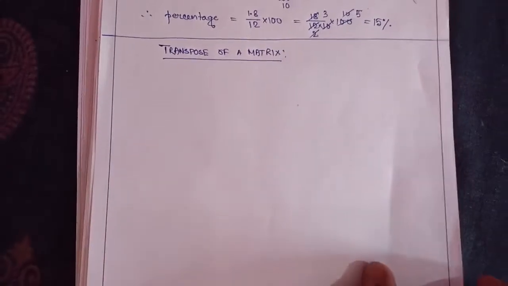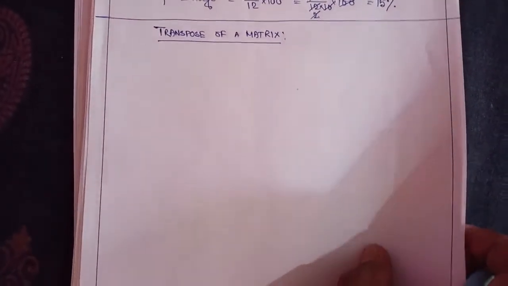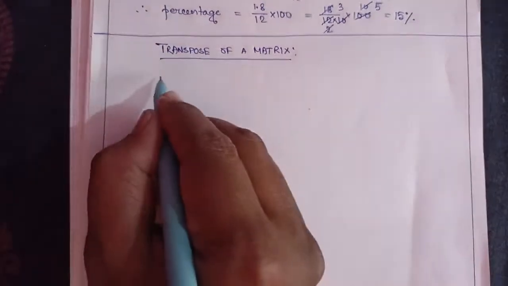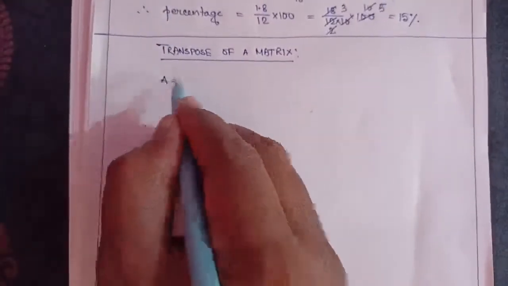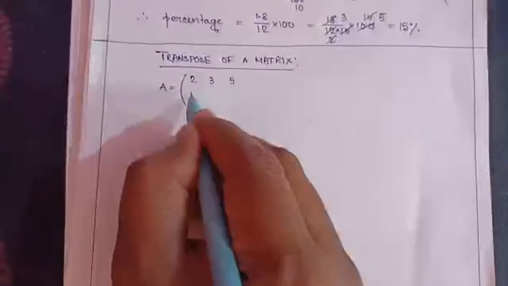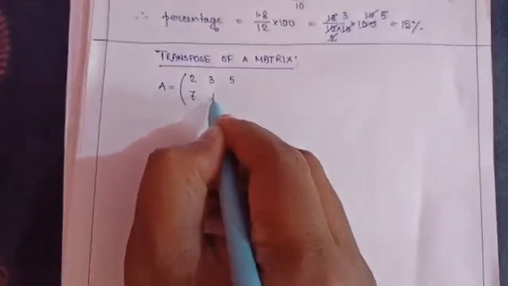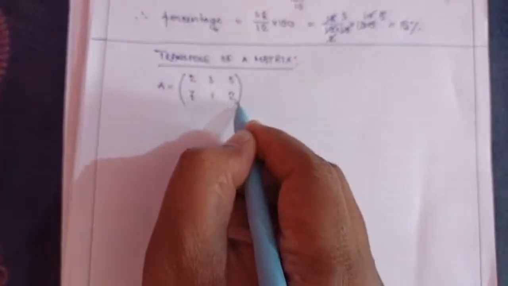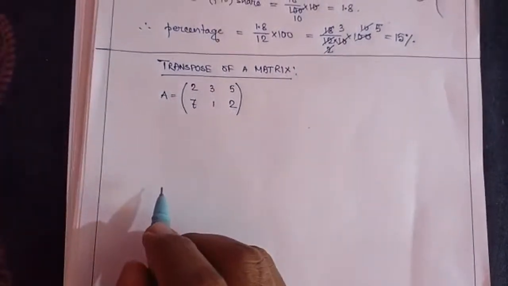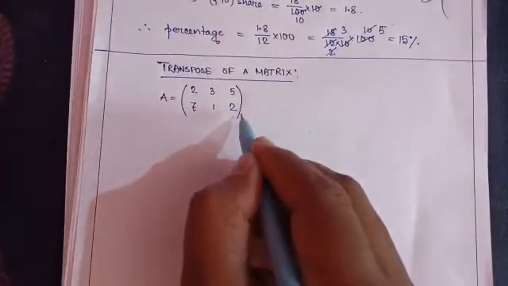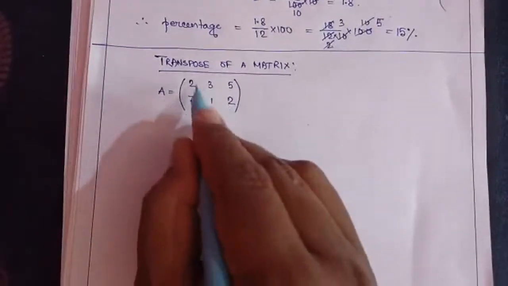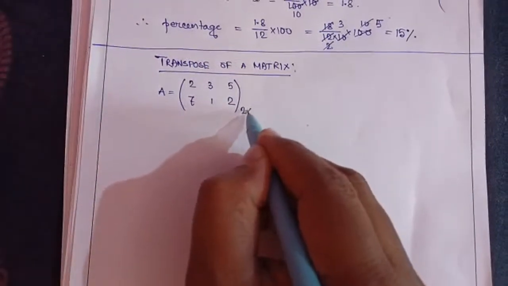Okay, so the first thing is, what is the transpose of a matrix? It is a very easy idea. Suppose A is a matrix with some elements I am taking: 2 3 5, 7 1 2. Then this is a matrix. We know the order of the matrix is what? 2 rows and 3 columns are there, so 2 cross 3 we can say.